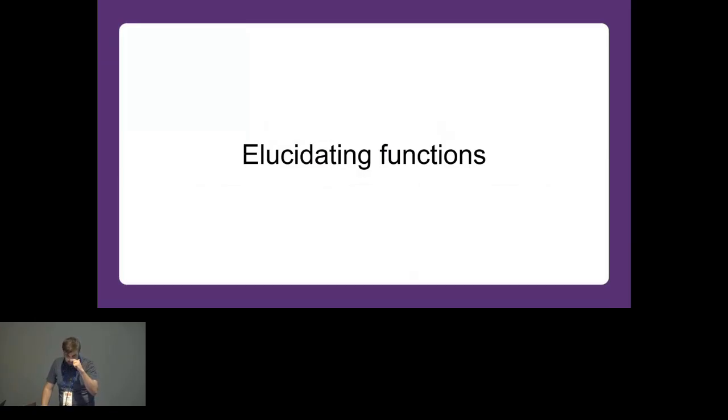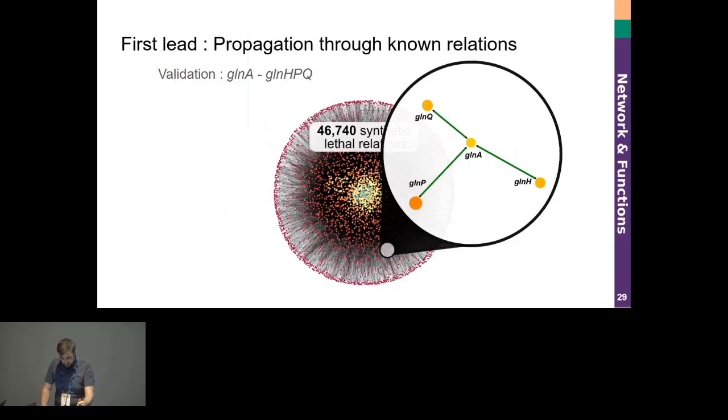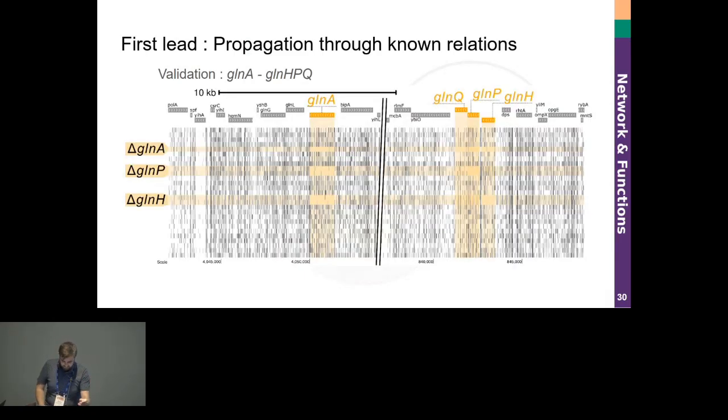I have two insights on this. Among these relationships, we find well-established interactions, such as between GlnA and GlnHPQ, exactly as expected. Shown here is the track of the raw insertion data for several deletion strains. So GlnA, GlnP, and GlnH are there, while GlnQ was not available at the time I made this figure.